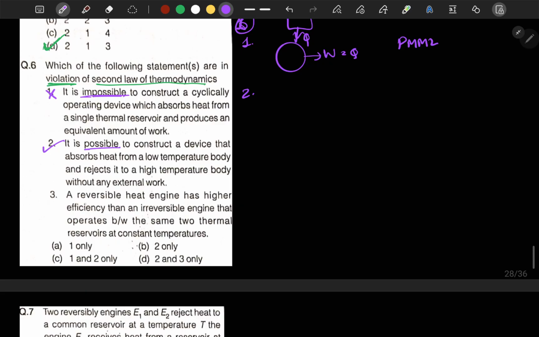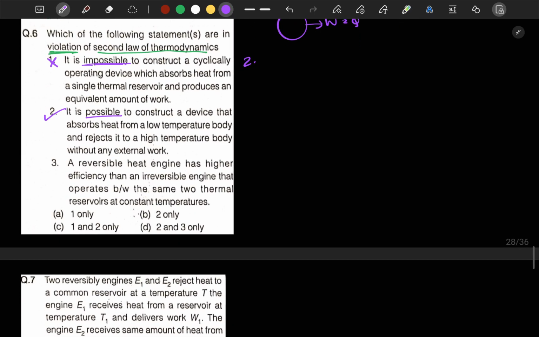Next, in the third part, it is mentioned that a reversible heat engine has a higher efficiency than an irreversible heat engine between the same temperature limits. A reversible heat engine has a higher efficiency than an irreversible engine. Okay, this also is correct. So it is not a violation of the second law of thermodynamics. So only option 2 is correct, the answer is B.